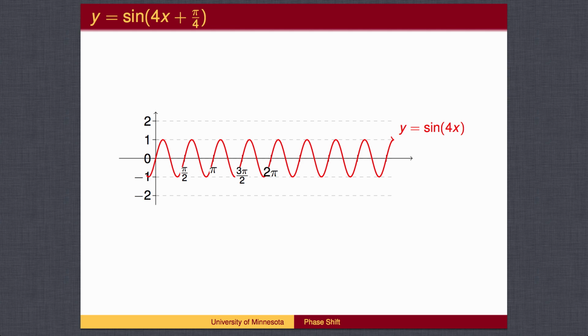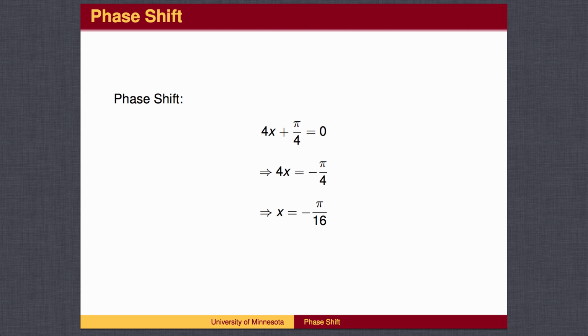One way to find the phase shift is to find the value for x that makes the angle 0. In this case, the angle is 4x plus pi over 4. We set the angle equal to 0 and solve for x. In this case, the phase shift is negative pi over 16. This will cause us to shift the graph pi over 16 to the left.